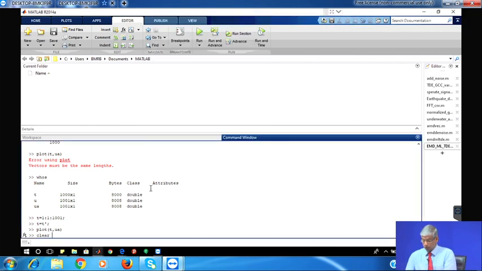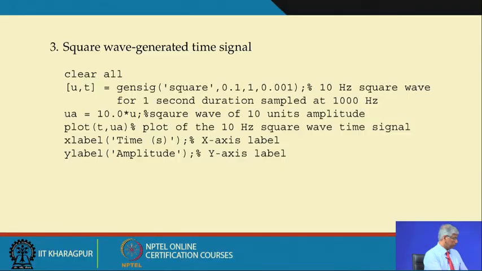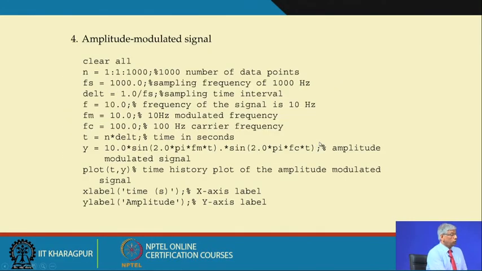I will clear all. So I am now generating an amplitude modulated waveform. You all are now familiar with the n, sampling frequency, delta t. Frequency of the signal is 10 hertz. So the modulated frequency is 10 hertz, and the carrier frequency is 100 hertz. So I am generating a modulated sine wave, and let us see how it looks.